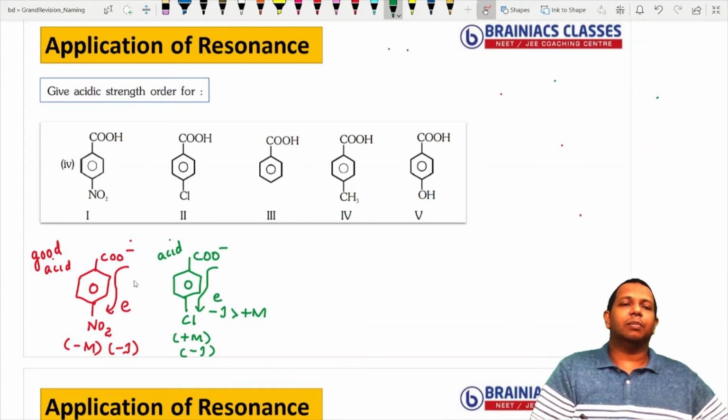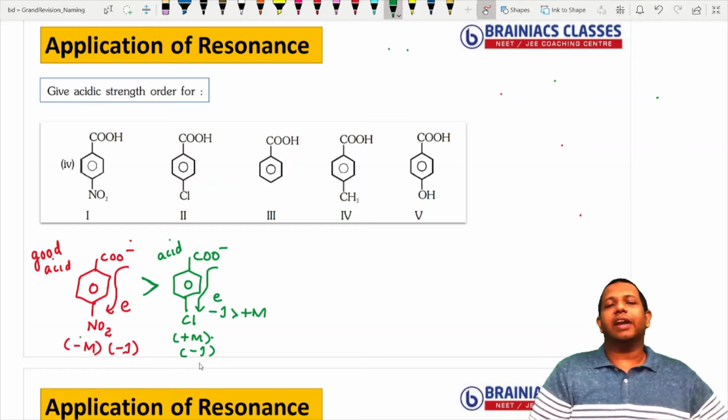But the first one is a better acid than the second one. Why? Because here two effects are helping. This effect is not helping here, because plus M means it will donate electron. But minus I has the more prominent effect. So that's why I have kept the net direction in the downward direction.